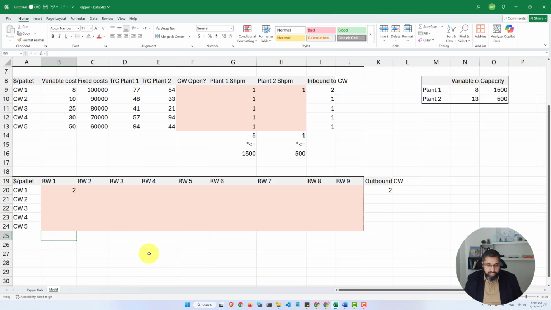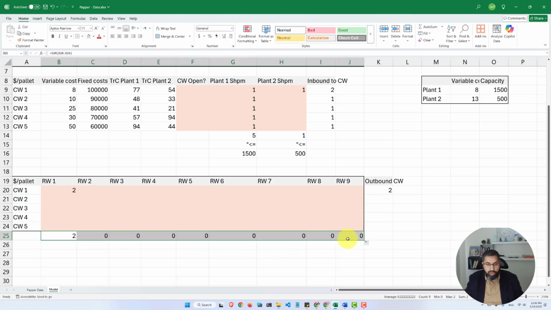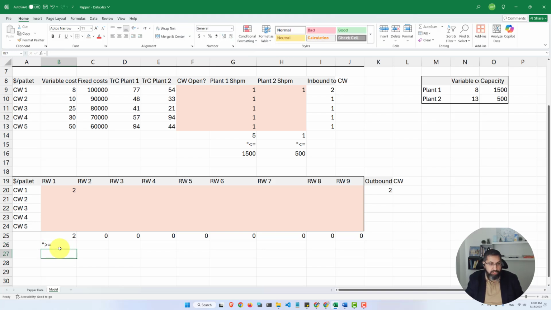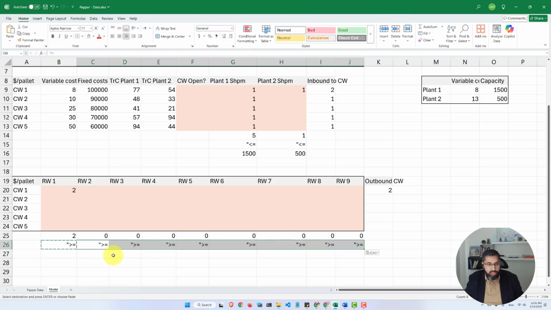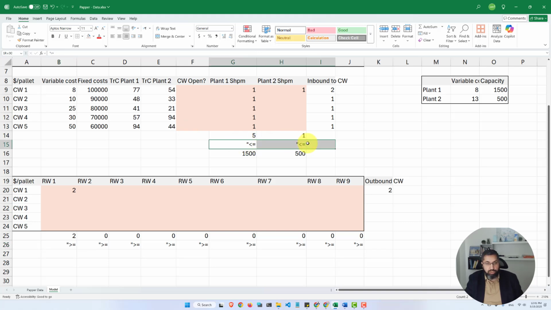And then I can also sum what's arriving at the regional warehouse. Anything that comes to warehouse 1 has to come from one of the central warehouses. If I sum them, this is what's arriving at each regional warehouse. And obviously, what's arriving at each regional warehouse has to be greater than or equal to the demand. So I can copy. Remember that these quotation marks and these signs are just labels. They don't tell Solver that this number has to be less than this number. We're going to do that in the Solver window.